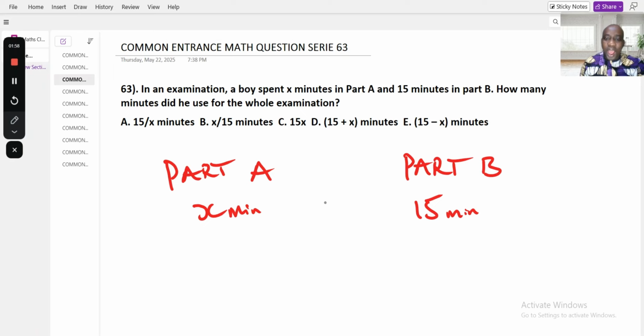Therefore, we are going to add the total of the minutes spent in part A and in part B. Therefore, our final answer will now be x plus 15.